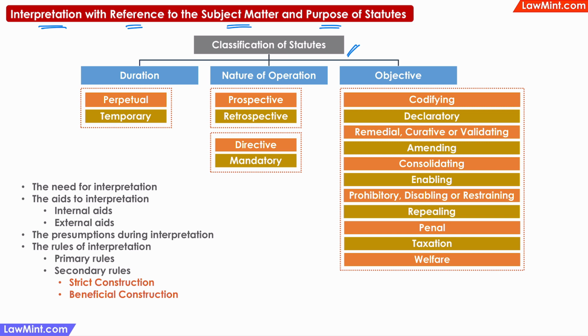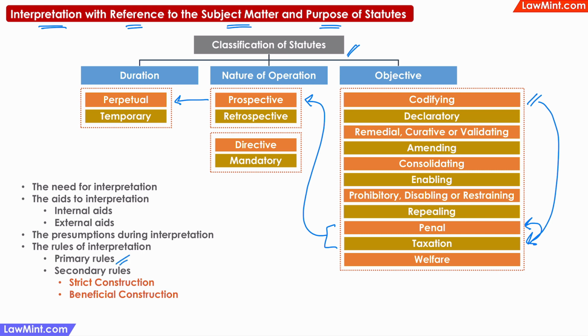For example, a statute may be a codifying statute. It can also be a taxation statute. And because it has some penal provisions, it can be considered to be a penal statute. And because it operates prospectively, it is a prospective statute. And since it does not have any specific expiry date or a sunset clause, it is a perpetual statute. So rather than classifying the entire statute, probably it makes more sense to classify specific sections or provisions of statutes.